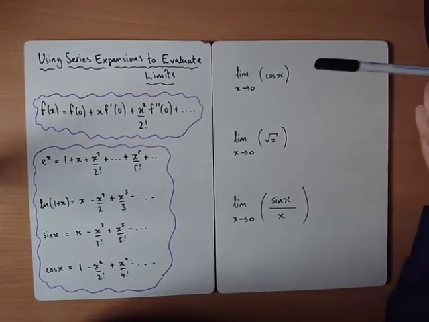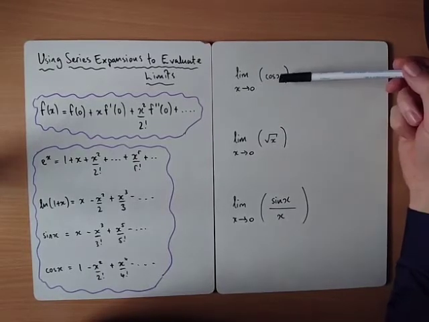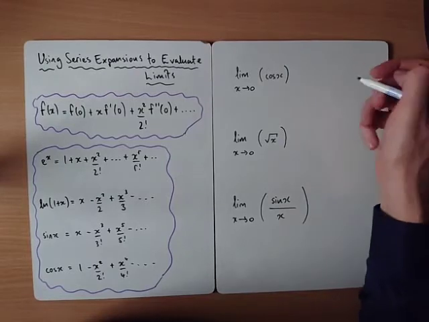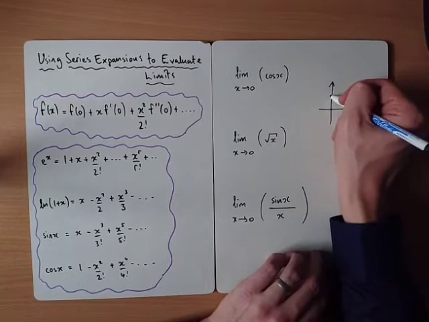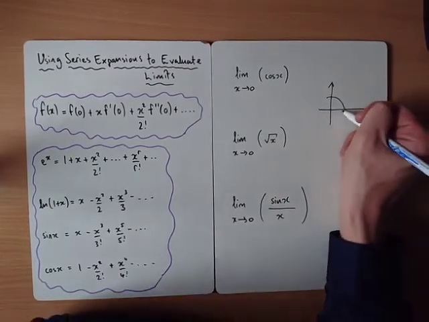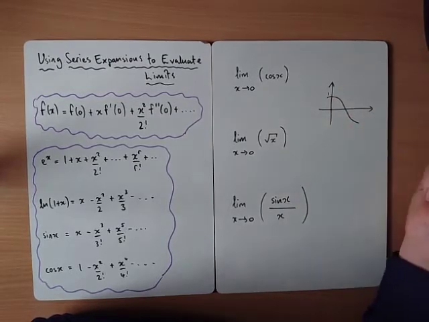Okay, so if you think about it, if we were asked to evaluate the limit as x tends to 0 of cos x, you can do that by inspection. Like, if you think about the cos graph, as x tends to 0, so as the values get smaller and smaller, you can see that the cos graph is going to tend to 1.